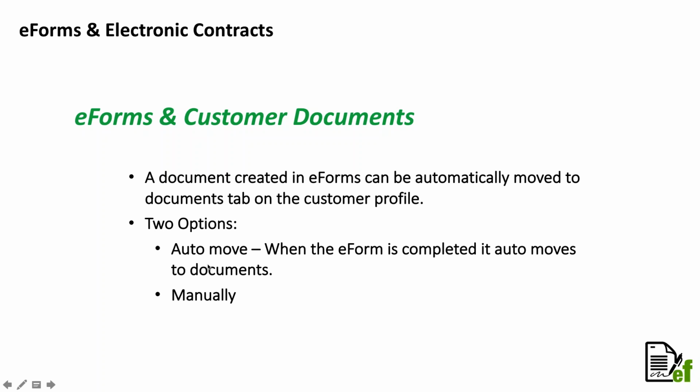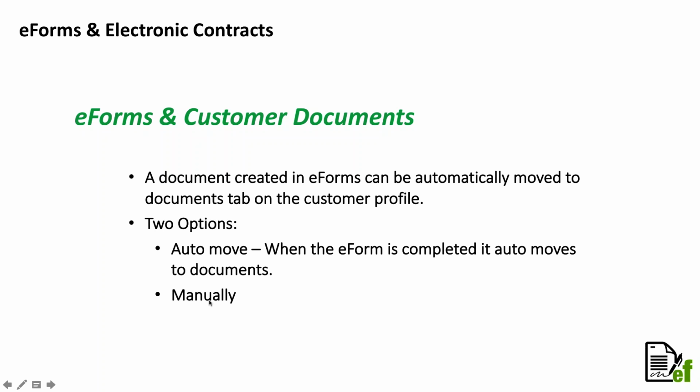One is an auto move. In the preferences in eForms, for example, let's just say you have a contract that's sent out to a customer to sign electronically. Once they sign it electronically, you can tell the application to automatically save that to the customer's documents in AlarmBiller.